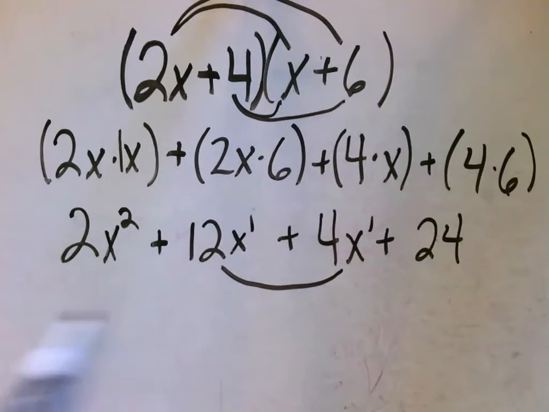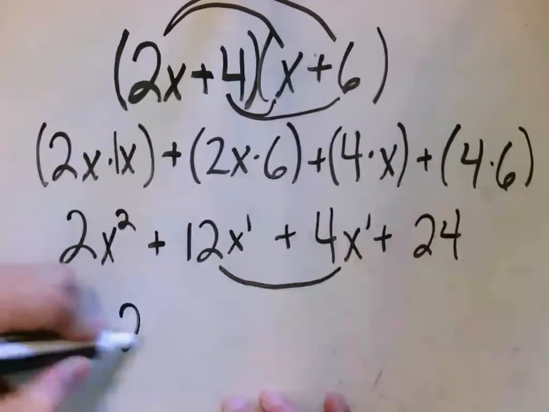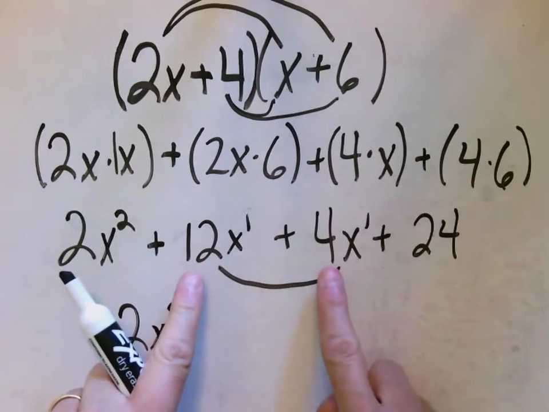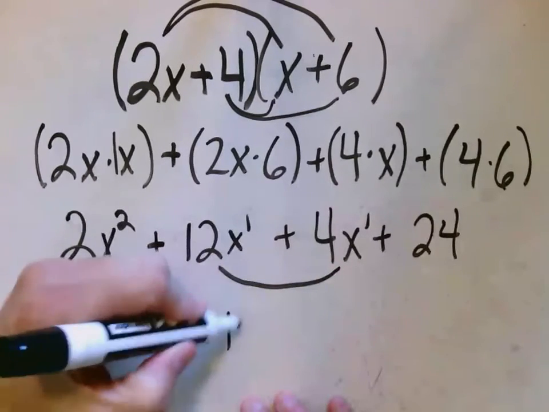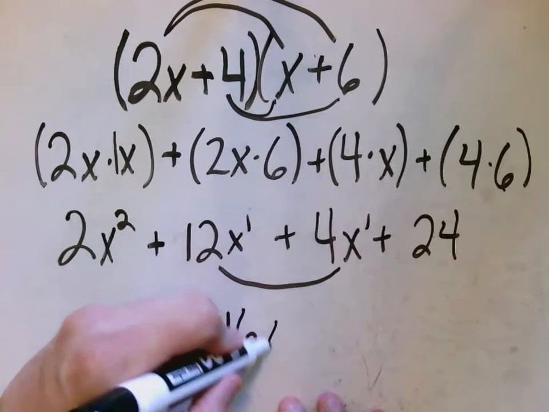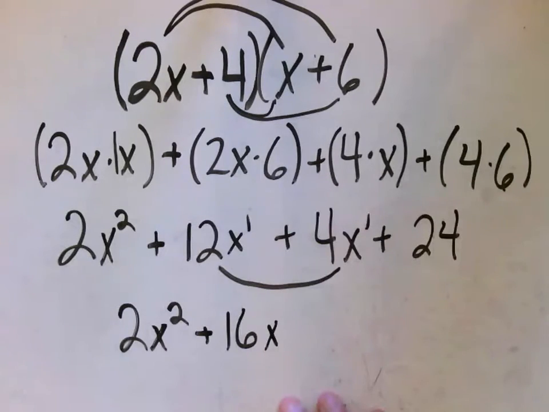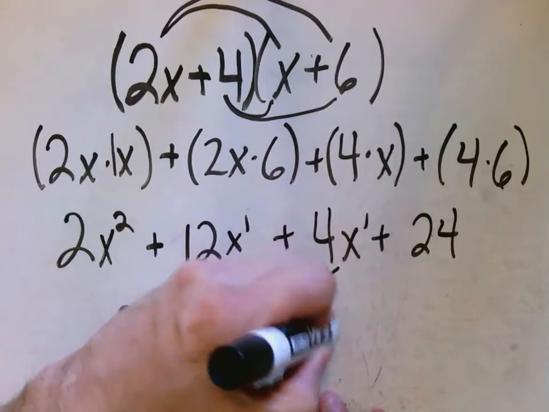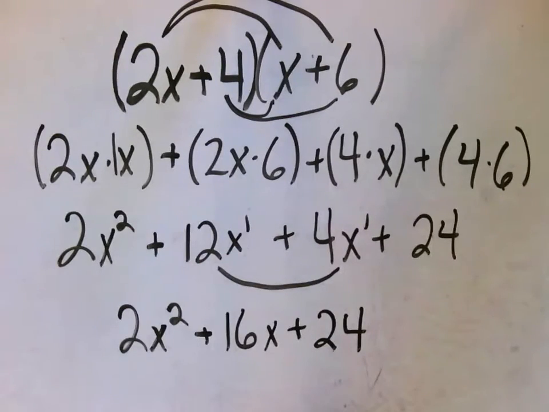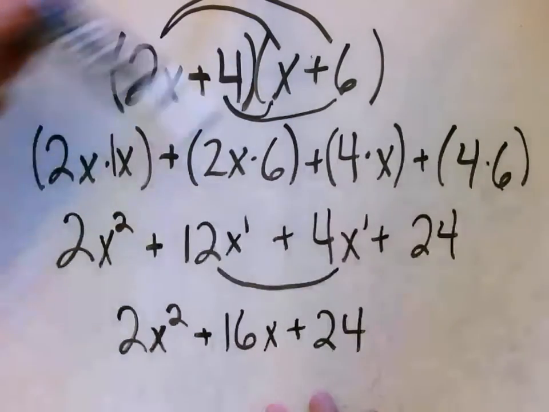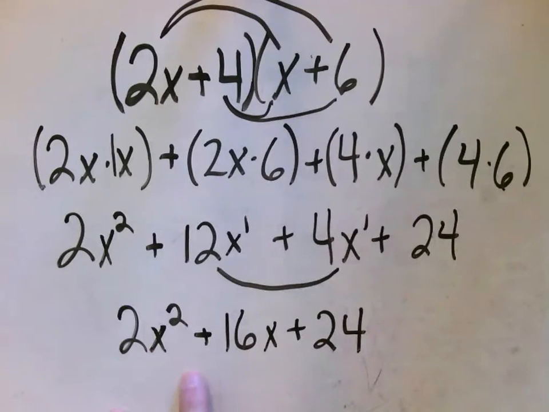2x squared doesn't combine with anything, so we just rewrite it, 2x squared. 12x plus 4x, remember we add 12 and 4 together, and we get 16. And we just rewrite the variable. Okay. And then the last term we have is 24. It doesn't combine with anything, so it just gets rewritten. So our final simplification for this problem, 2x plus 4 times x plus 6, is 2x squared plus 16x plus 24.